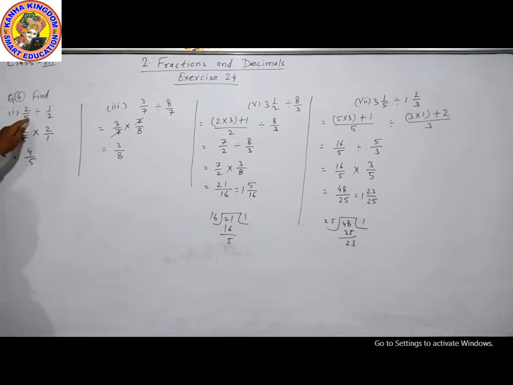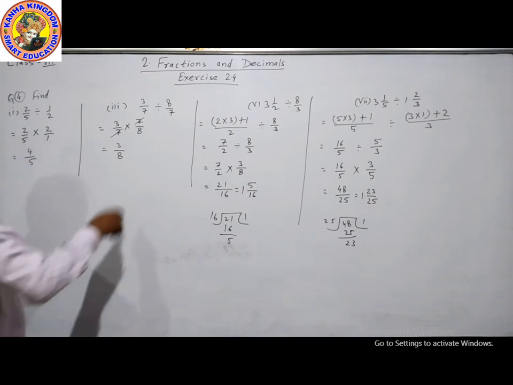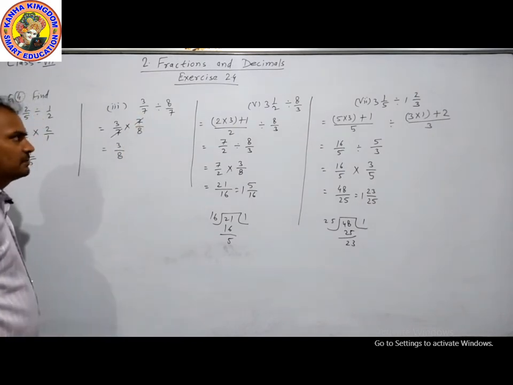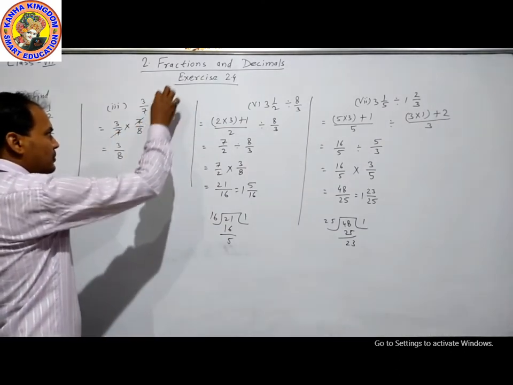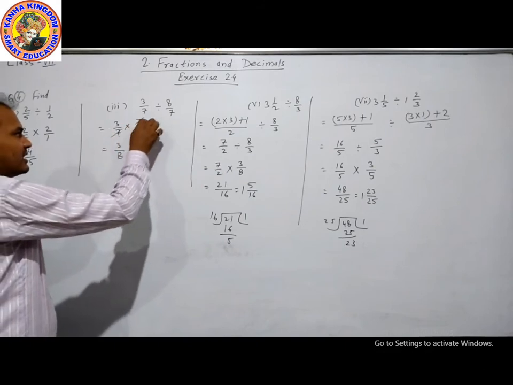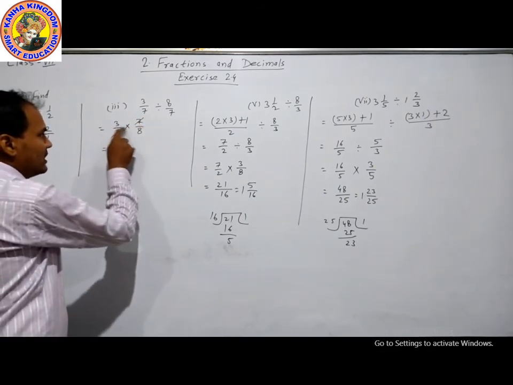Find. Both are fraction numbers and the operation is divide. We will change into multiply and the reciprocal of the second digit is 2 by 1. 2 into 2, 4 upon 5. Second, both are fraction numbers. Divide will be changed into multiply. The second digit's reciprocal is 7 by 8. 7 and 7 can cut each other. Answer is 3 by 8.